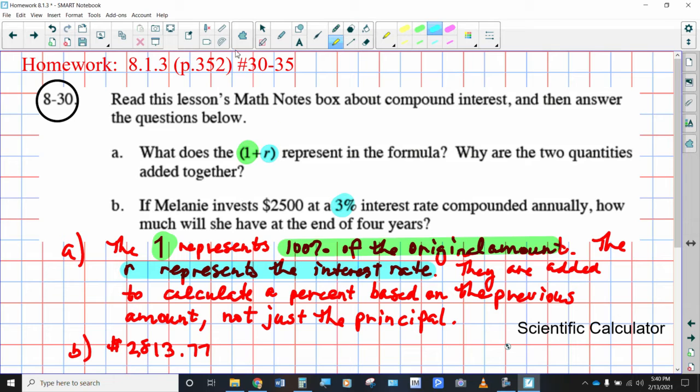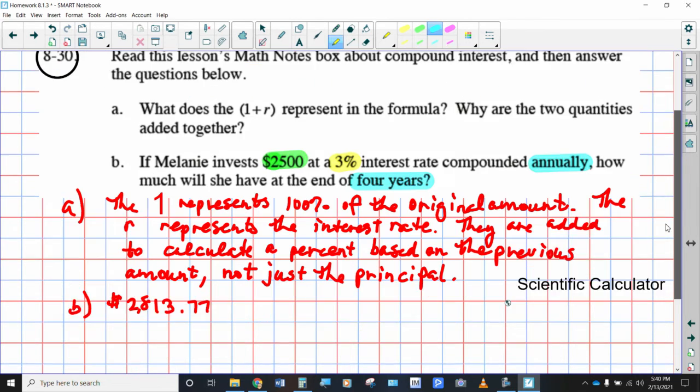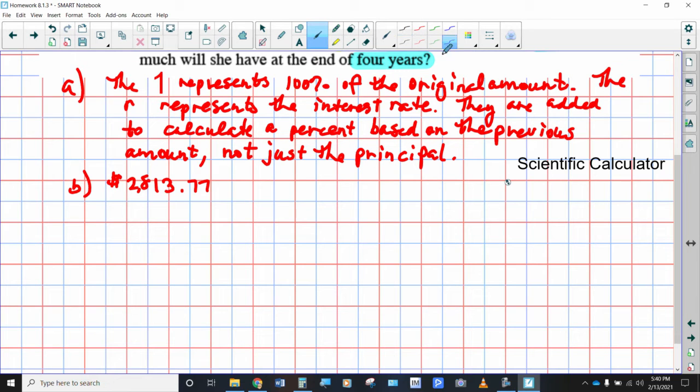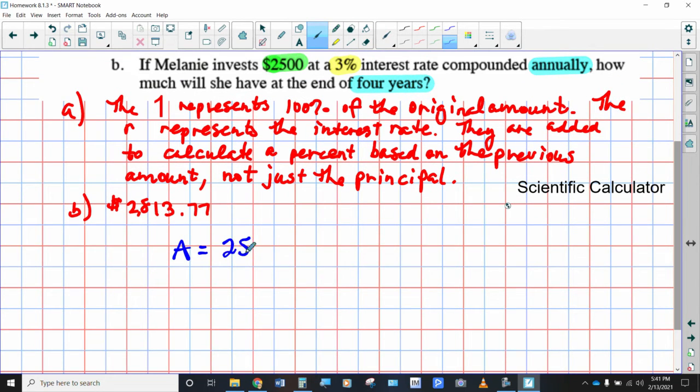Okay, so now it says Melanie is going to invest $2,500, that's her principal, at 3%, that's our interest rate, and it's compounded annually, meaning once per year, for 4 years. So the formula, oh look, I included the scientific calculator there if we want to use it. I think maybe I will use that, if it even works. So A is equal to our principal. What was our principal again? $2,500 times 100% plus 3% is 103%, in decimal form is 1.03, and it is going to be compounded once per year for 4 years, so it's going to be compounded 4 times. Let's see what this scientific calculator gives us.